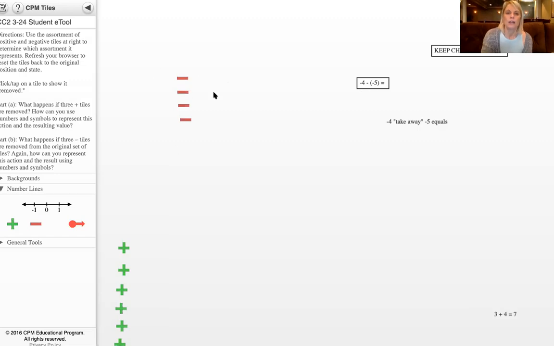So if I have -4 and I want to take away -5, well, at this point, I could only take away -4. So what I want to do is make one set of 0 pairs, and use these tools. These tools are in the lesson. These are in the e-tools. It's under number lines. You see it says backgrounds, number lines, general tools. Use these tools. They definitely help you out. So I made 1 0 pair. Now, the value of my picture is still worth -4. I didn't change the value because this is worth 0.